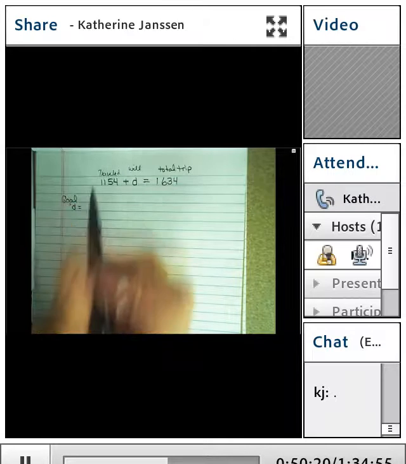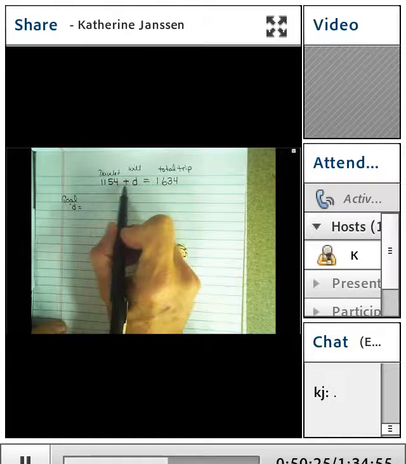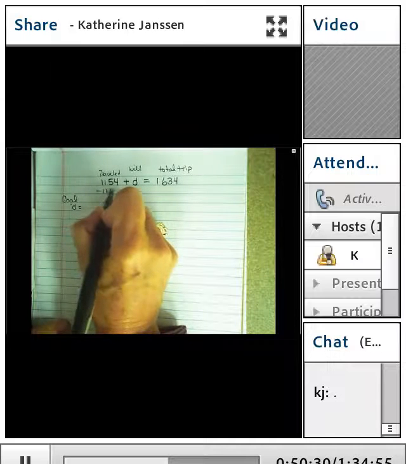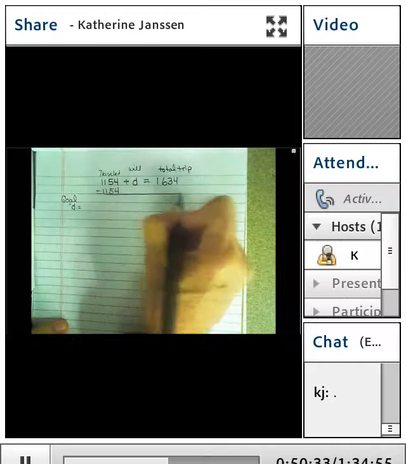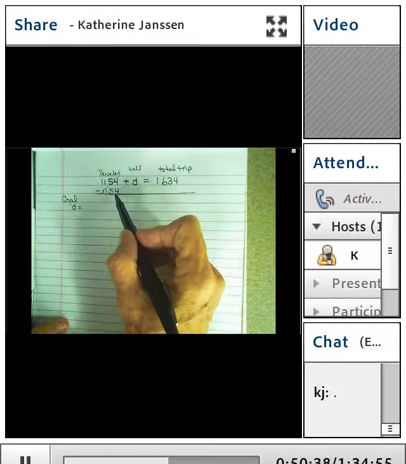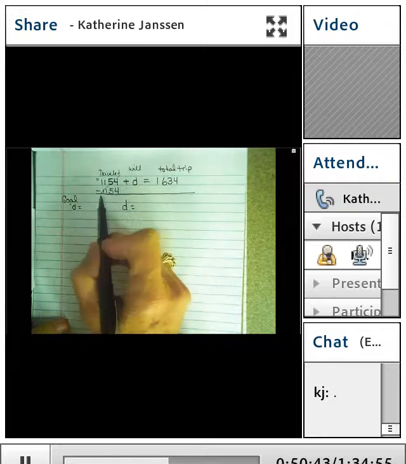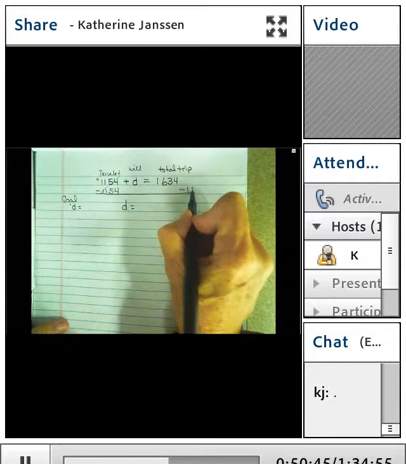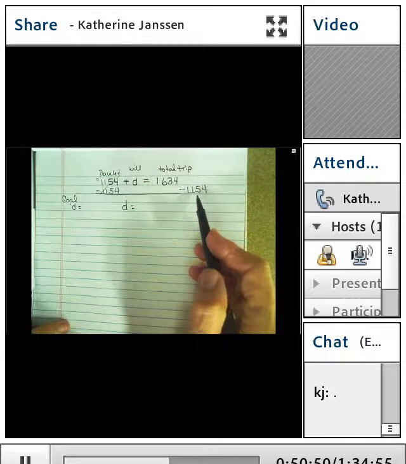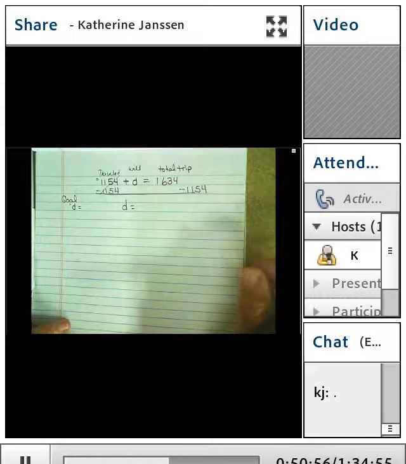You want to isolate the variable. I'm adding, so D plus a little bit. If I subtract that amount, 1,154 subtract 1,154 goes to 0. 0 plus D is D equals. But if I subtract 1,154 from one side of the equation, I have to do the same thing to the other side of the equation. That keeps my pendulum balanced, keeps my equal sign, my equation remains true.